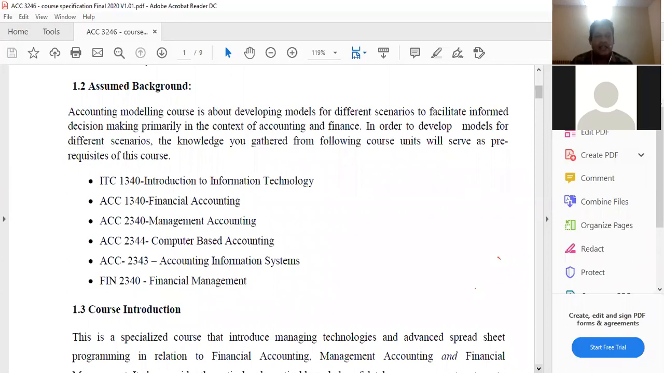And what you learned in the first year, financial accounting, and in the second year, management accounting, as well as computer-based accounting, accounting information systems, and financial management. More specifically, your knowledge of these areas would be pretty much important. Here we are going to apply that knowledge in a computerized environment with the support of an advanced spreadsheet package. That is what we are going to exercise in this particular course.